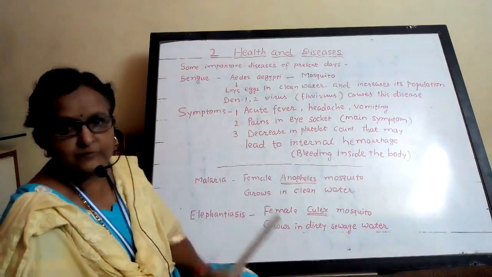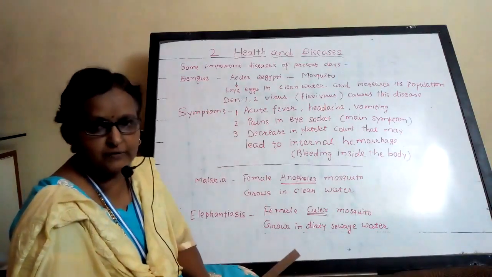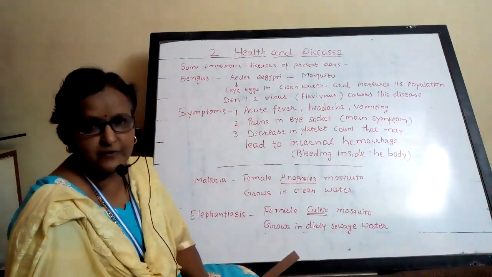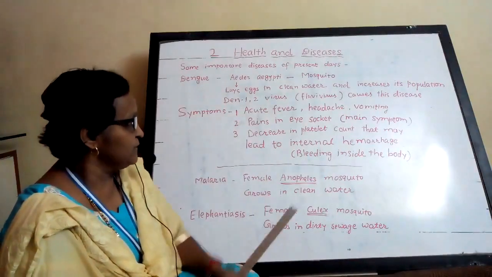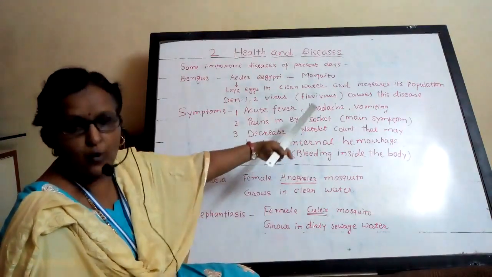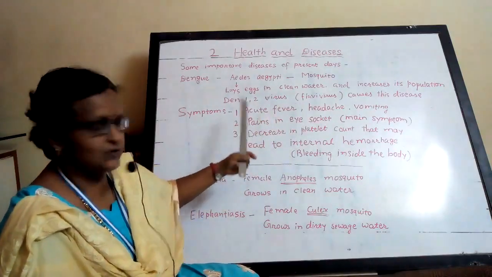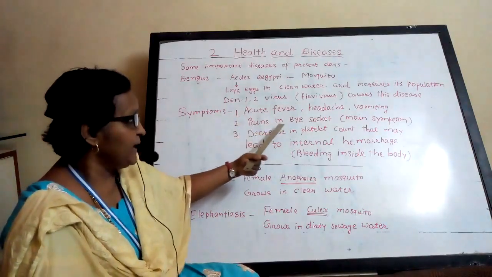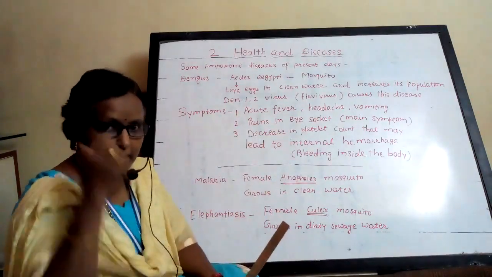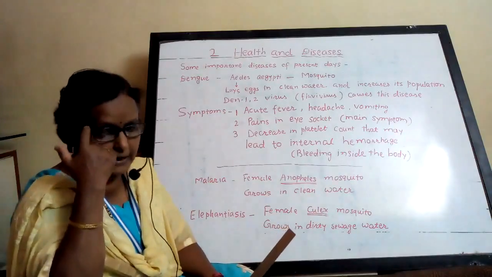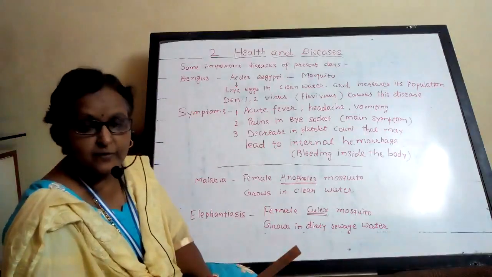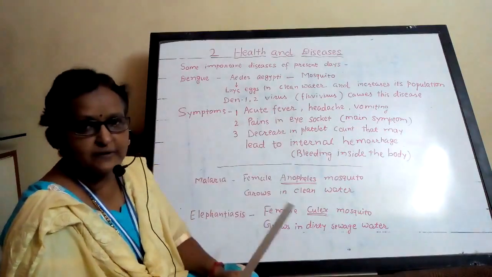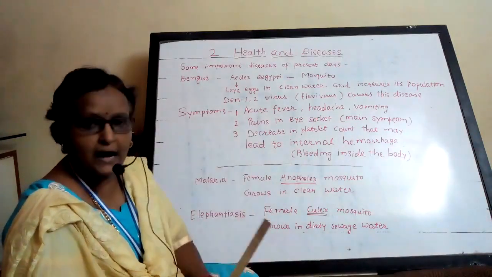What are the symptoms of this disease? Acute fever, that is severe fever, with a higher temperature in your body. Then headache and vomiting. These are the symptoms of this disease. Then pain in your eye socket. The eye socket is this part of the eye. Severe pain there is the main symptom of this disease, pain in the eye socket.